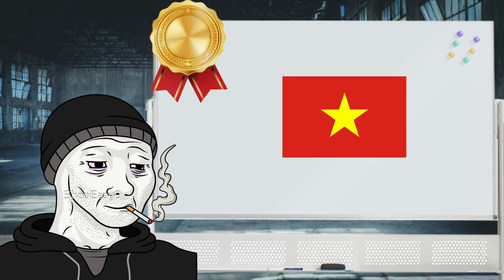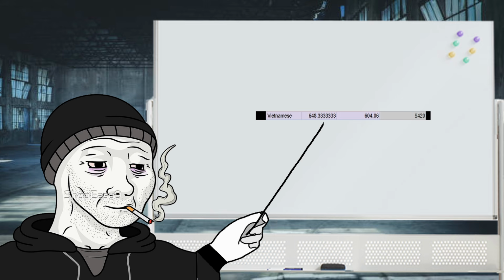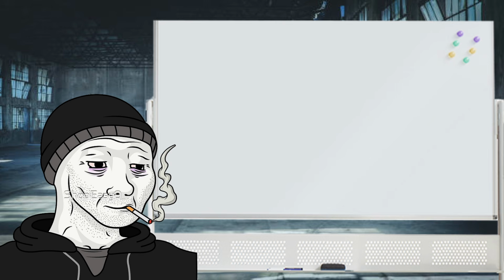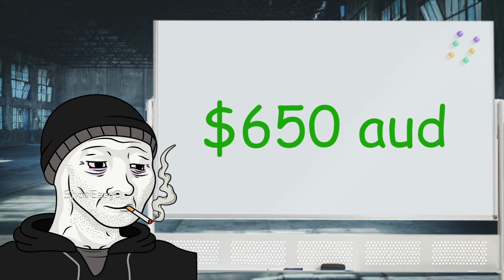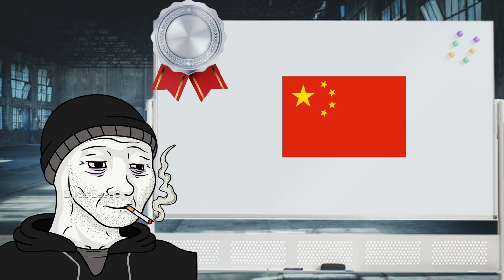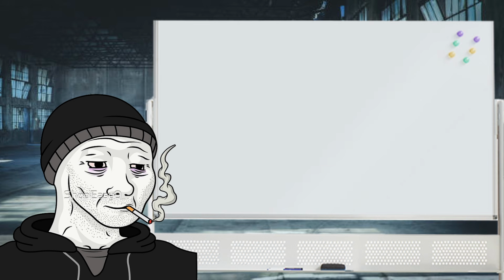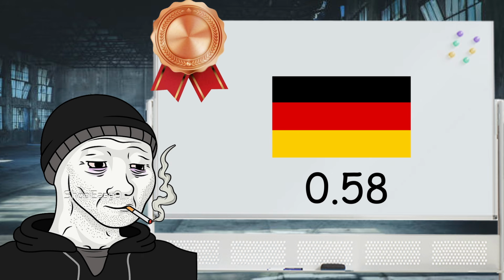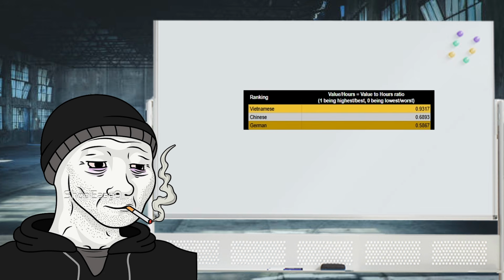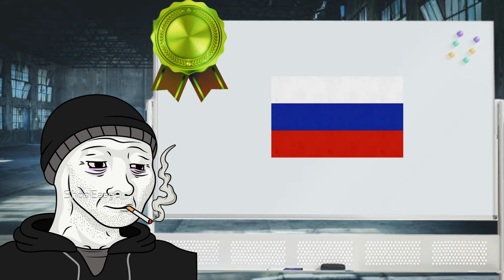First place is Vietnam with 0.3 rating, which is insane considering the average playtime is 650 hours, meaning their inventories on average are almost $650, which is fucking nuts. Next is China with a 0.6 rating, which is really good, lower than I thought, but good. And third place is the Germans with a 0.5 rating. Seeing the top 3 really makes you realize how far Vietnam is, almost a whole 0.3 rating higher than second place. And in last place, we have the Russians with a 0.07 rating, which is pretty fucking shit.